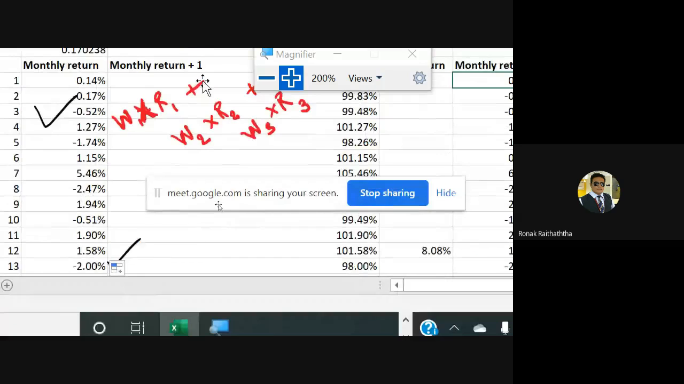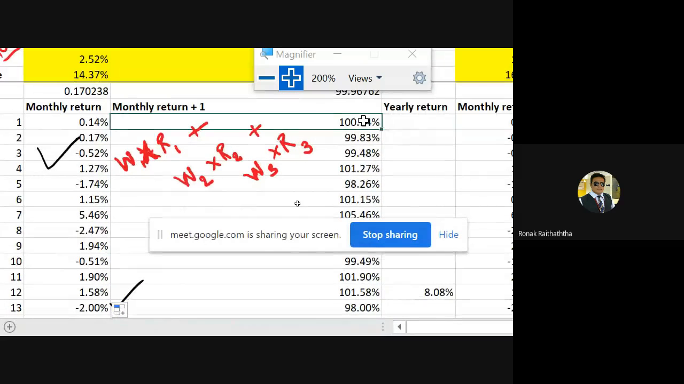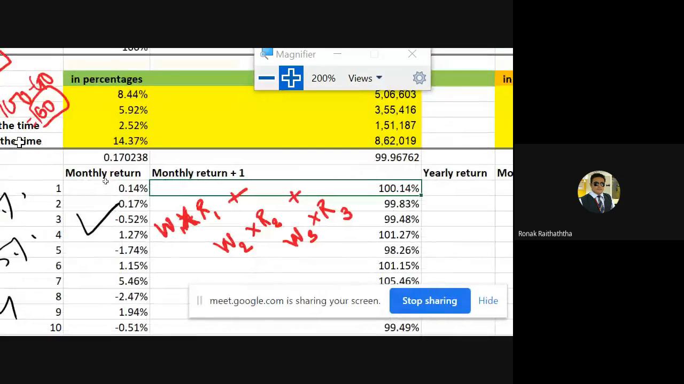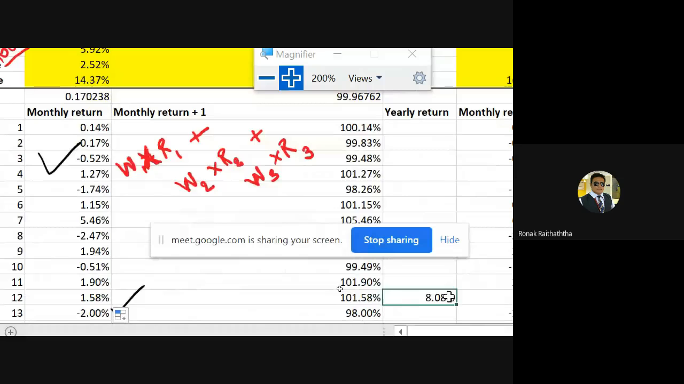Fine. We will find the mean average return on yearly basis after some time, because today it won't be possible. You people have taken too much of time just to find this portfolio return. Anyway, my target was to complete up to the year return over here, but that's fine. We'll do it in the next one.